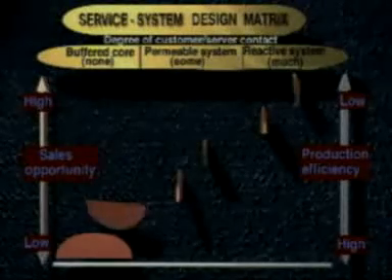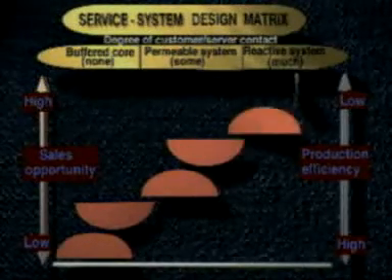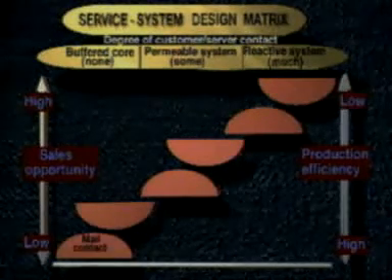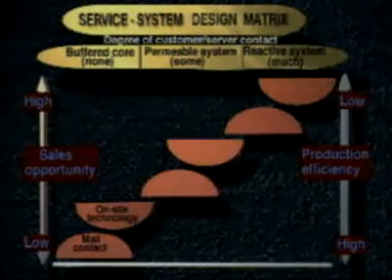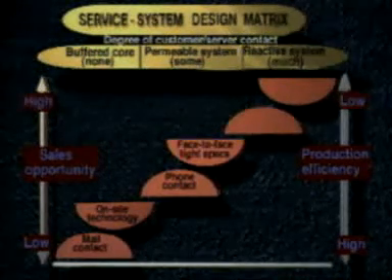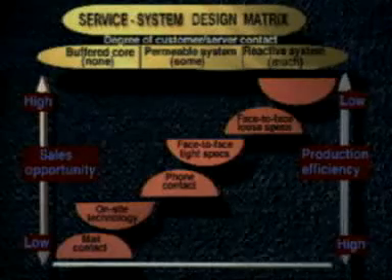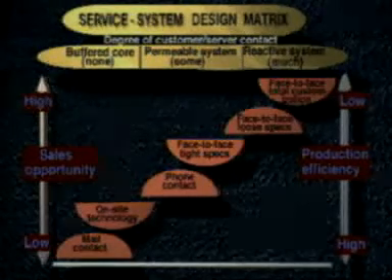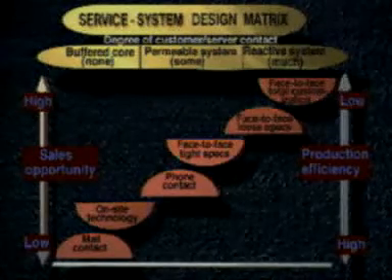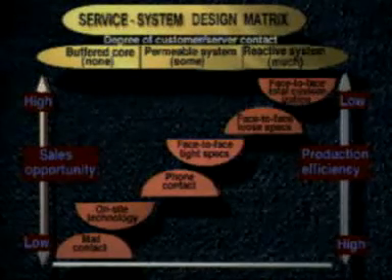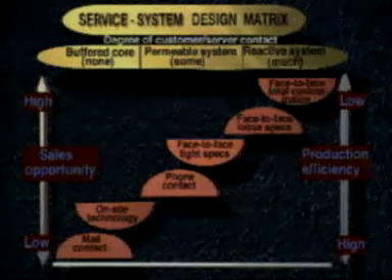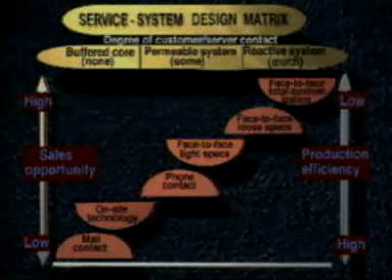The matrix also identifies 6 common alternatives in how a service can be delivered. These systems are mail contact, on-site technology, phone contact, face-to-face tight specs, face-to-face loose specs, and face-to-face total customization. As the matrix demonstrates, the higher the customer contact, the greater the customer influence, the lower the production efficiency.